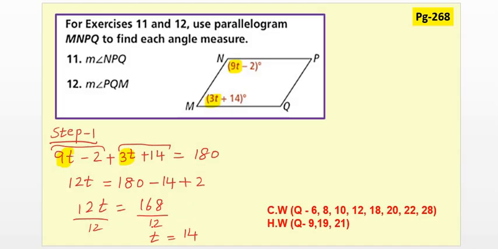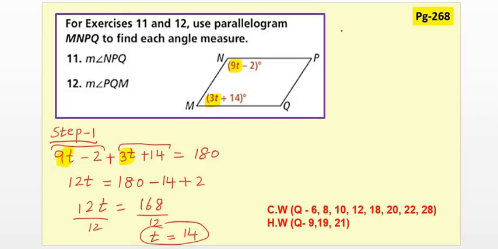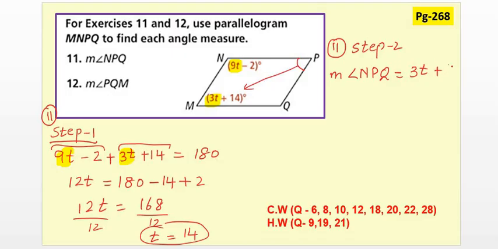Okay, now we got the value of t. Now the next step is very simple. Let's solve question number 11 now. This is actually, you can say, step 1 of question number 11. Now this is step 2 of question number 11. What is step 2? Now we will see what is the measurement of angle NPQ, and NPQ is this angle. It will have the same value as the opposite angle. That means it's actually 3t plus 14.